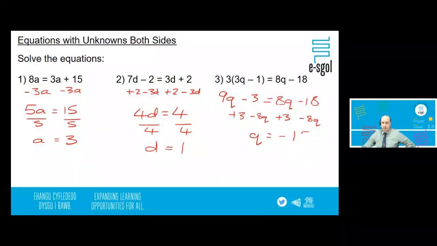And the answer is minus 15. Now, as before, we discussed this on my last session. Any answer you get, you can substitute back in. So let's say, for example, I substitute in d equals 1 in this middle equation. I swapped d for 1 in each case. Then as long as it balances both sides, the equation is right.